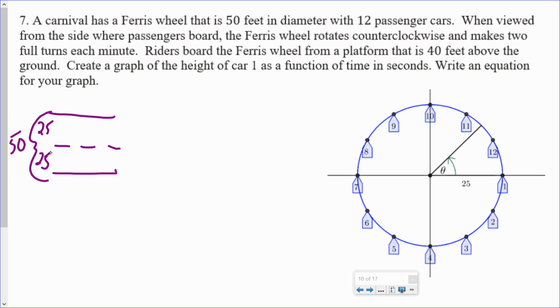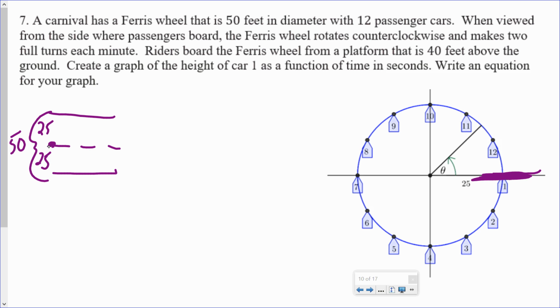When viewed from the side where passengers board, the Ferris wheel rotates counterclockwise and makes 2 full turns every minute. So they're boarding here. Are they boarding at the max, the min, or the mid? This is the midline, so I know it's going to start there. It's got to be a sine.